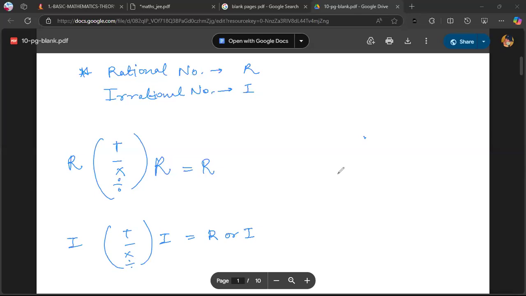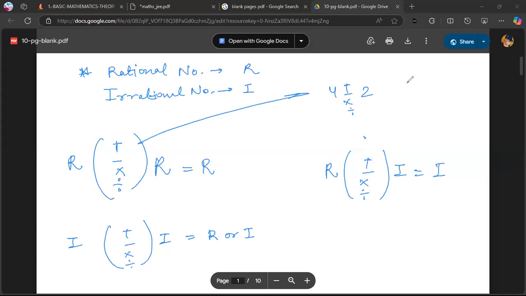I'm also going to give you examples. Let me first write another case. If we do all these operations with one rational and one irrational number, the result will be an irrational number. Okay, giving you some examples. Let's take two rational numbers, 4 and 2, and if we do plus, minus, multiply or divide, plus will be 6, minus will be 2, multiplication will be 8, division will be 2. So these are all rational numbers, correct?